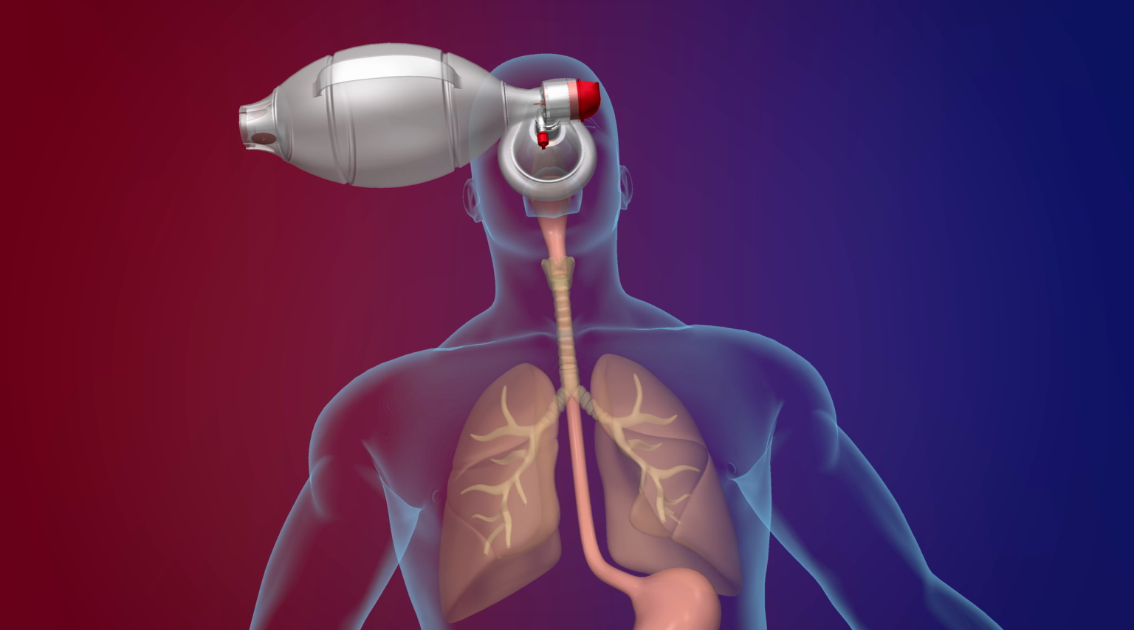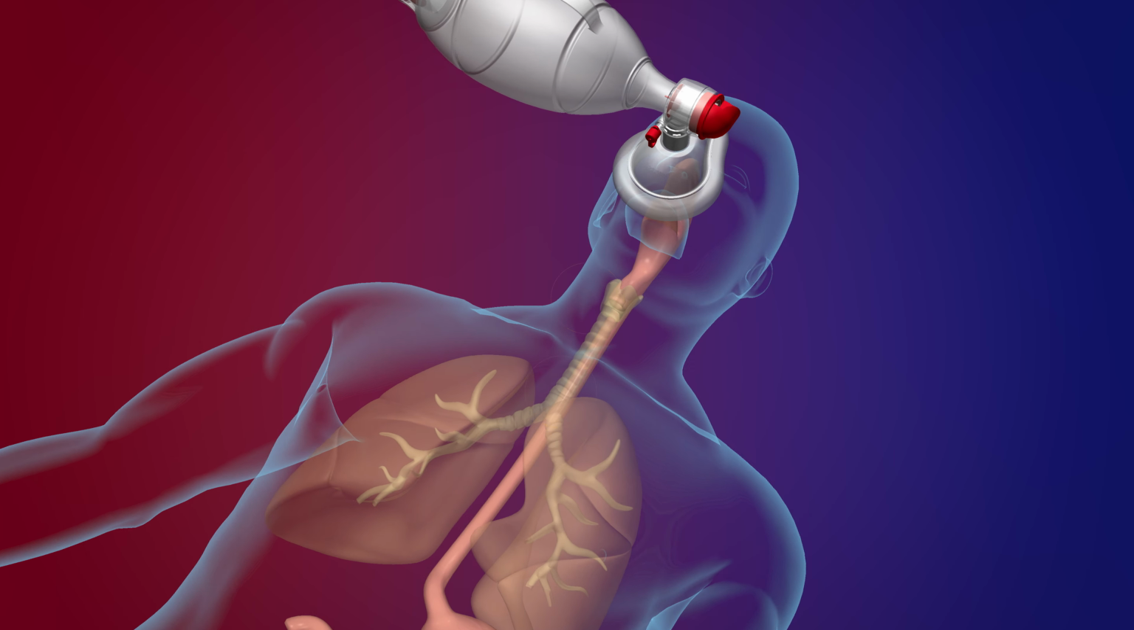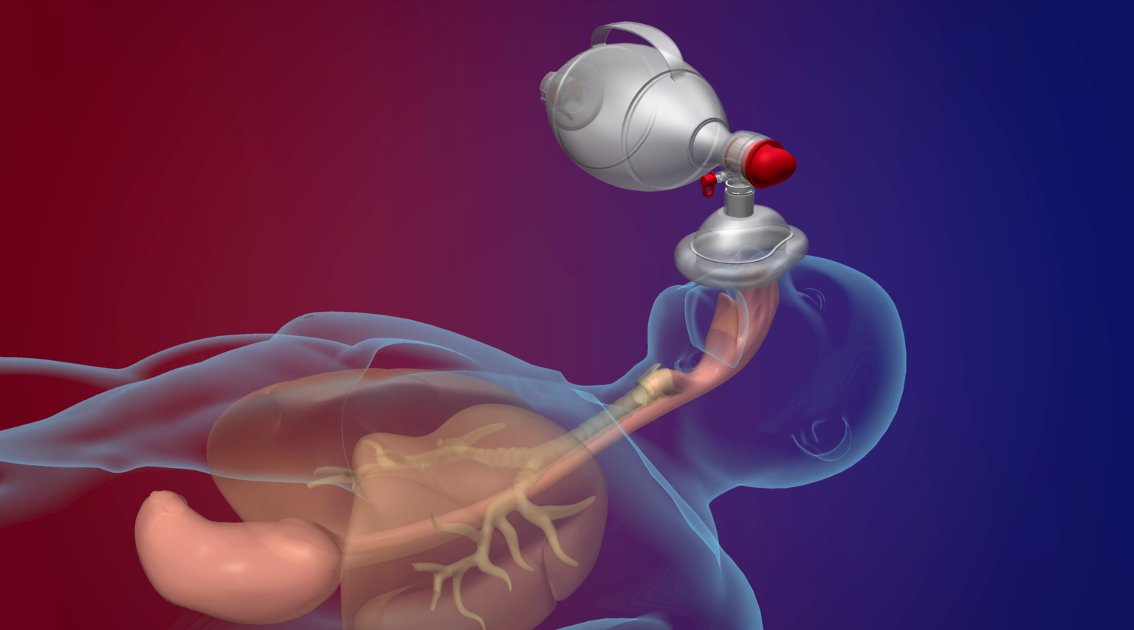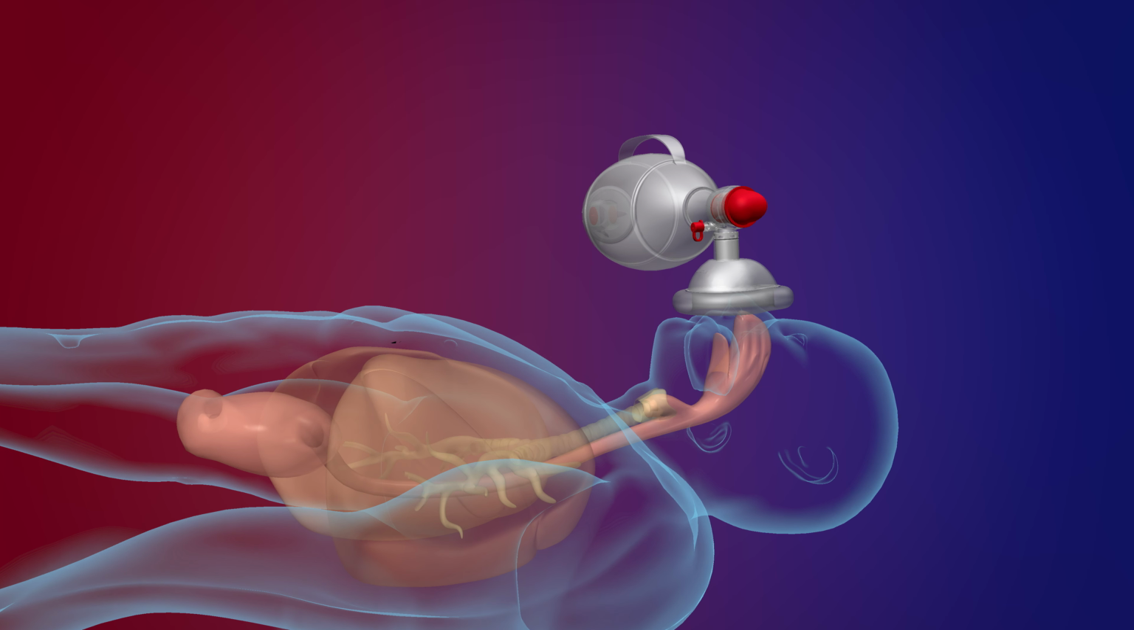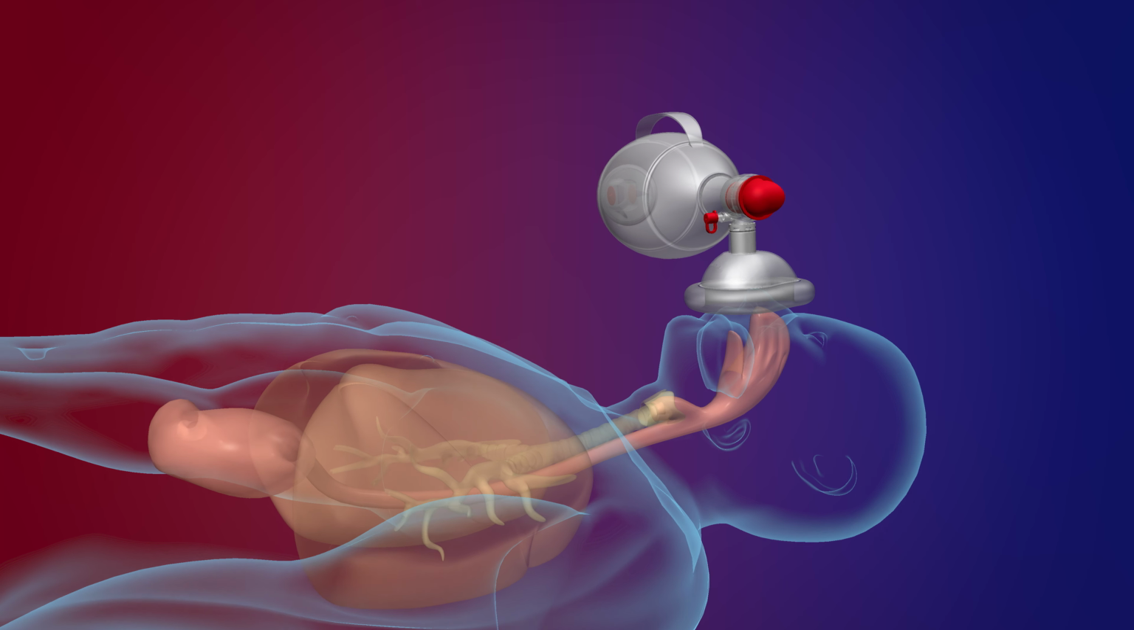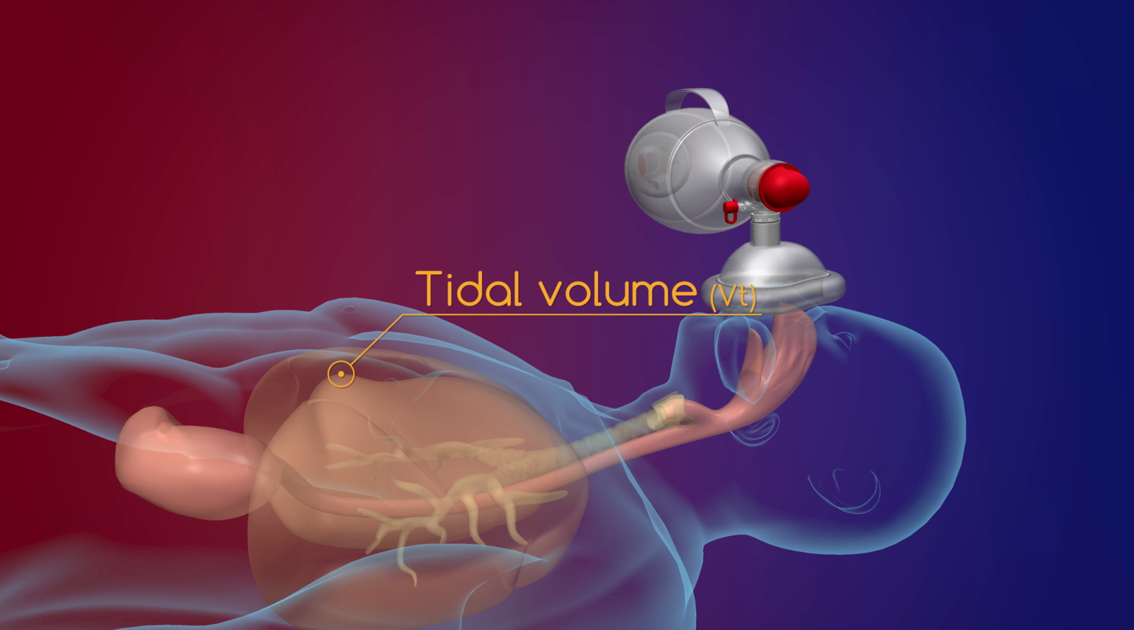Finally, the rest of the air will go through the trachea and enter the lungs. The volume of air effectively reaching the lungs is therefore smaller than the inspired volume and is called the tidal volume, or VT.